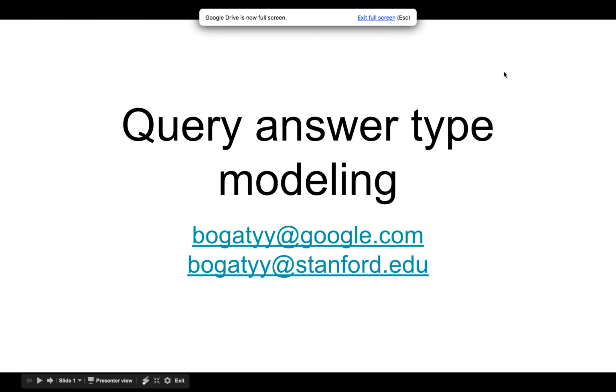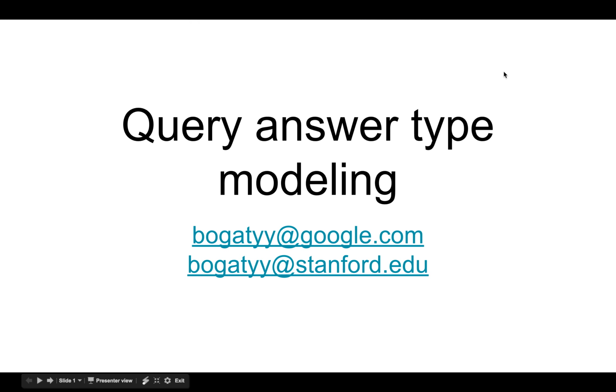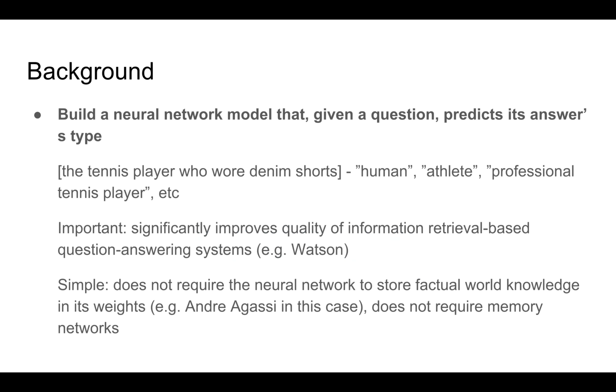Hello, my name is Ivan and my project attempts to solve a subtask of question answering, namely answer type prediction. For example, given a query of the tennis player who wore denim shorts, the goal would be to predict human, athlete, professional tennis player, etc.